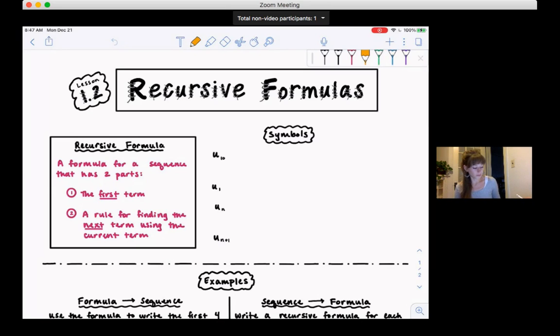All right, so we have some symbols that we use in recursive formulas. A little u with a subscript, this is a symbol for a term in the sequence, and the subscript gives the term number. So this would be the 10th term in the sequence. And the key thing here is subscript. That little number below the u, that's the term number. Okay, so u sub 10, or u10, would be the 10th term. So u sub 1 is the first term.